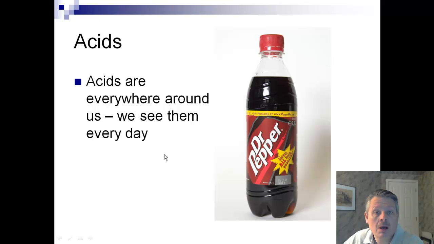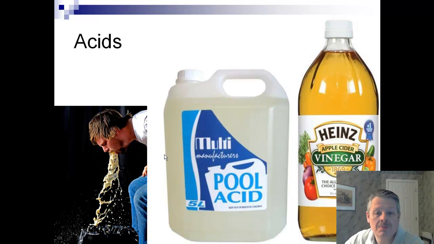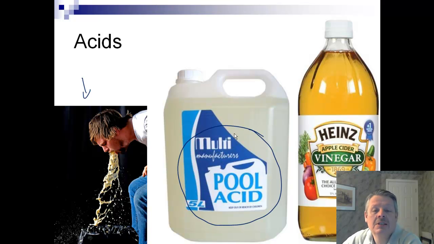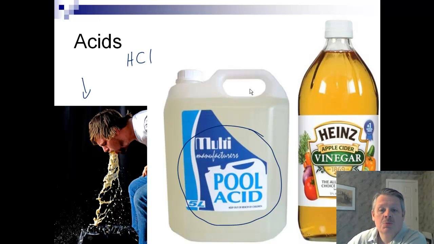Okay? First thing we're going to talk about are acids. Acids are everywhere around us. We see them every day. A perfect example would be a bottle of Dr Pepper. I know it's gross, but guys, when you vomit, that's exactly what gastric acid is. Gastric juices are acidic, and in fact, they are exactly the same stuff that you will find in pool acid. Both gastric juices and muriatic acid, or pool acid, are hydrochloric acid.